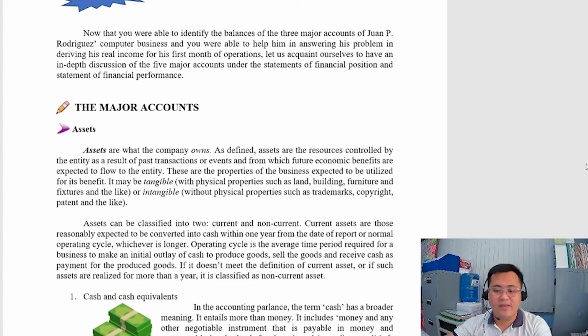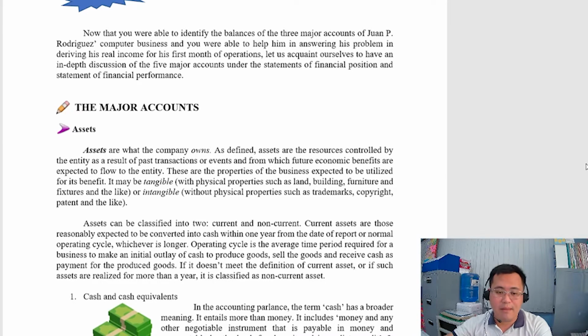Operating cycle is the average time period required for a business to make an initial outlay of cash to produce goods, sell the goods, and receive cash as payment for the produced goods. If it does not meet the definition of current asset, or if such assets are realized for more than a year, it is classified as non-current assets.